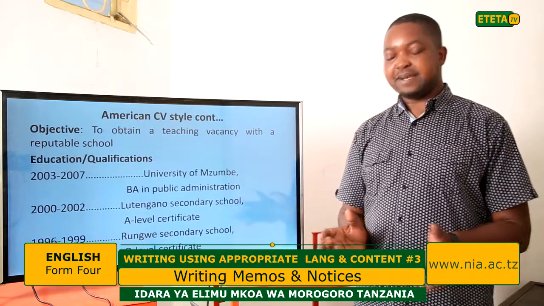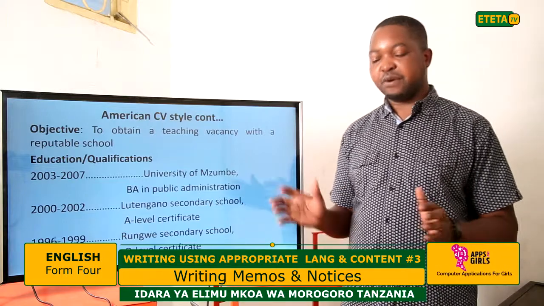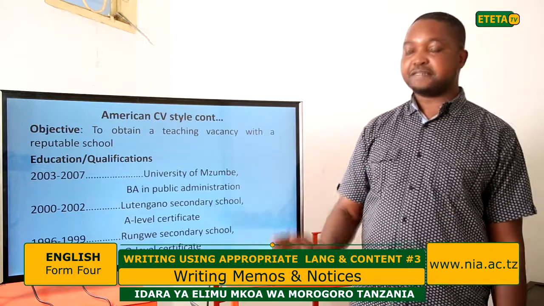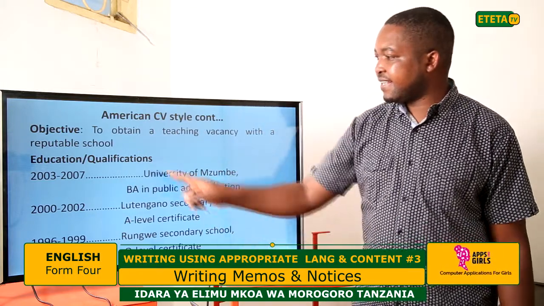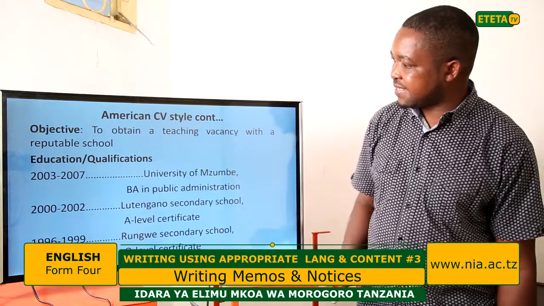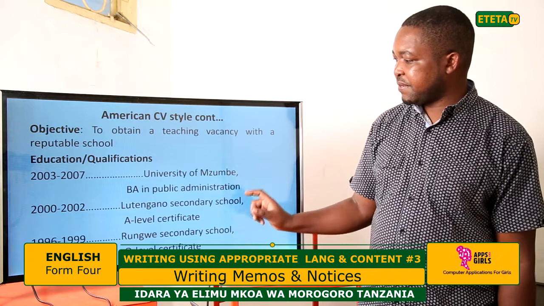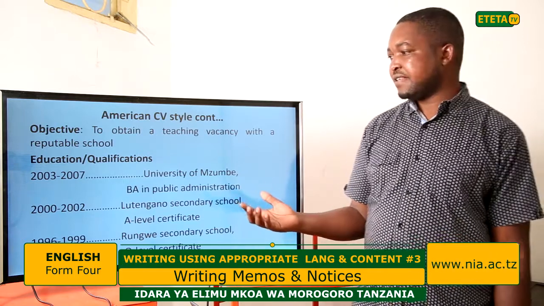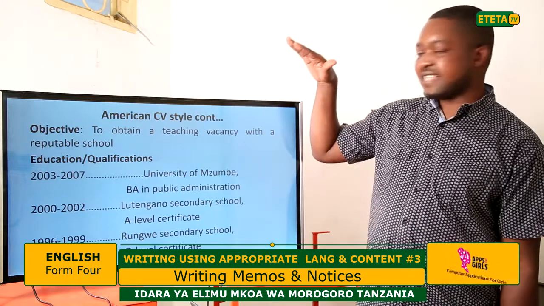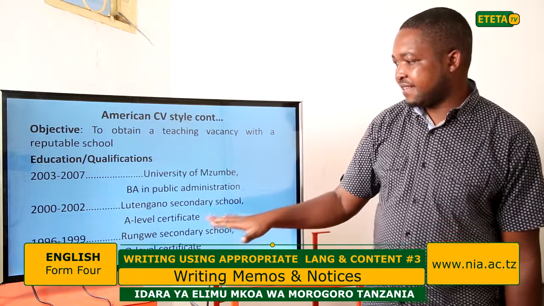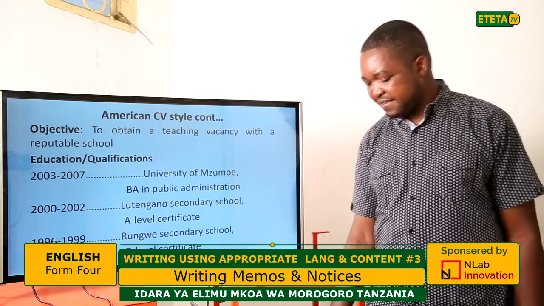Then, the third important part of the curriculum vitae in American style is the education background. We call it education or qualifications. And here you have to arrange the years starting from the highest level of education going to the lowest level of education. You can see Mr. Alex Kifula started at the University of Mzumbe, from 2003 to 2007, when he completed his university studies. And what did he pursue? He pursued a Bachelor of Arts in Public Administration. In 2002, he was at Rutengano Secondary School for the advanced level certificate. So we started from the highest, the university level, then advanced level. And 1996 to 1999, Rungwe Secondary School, for the O-level certificate.